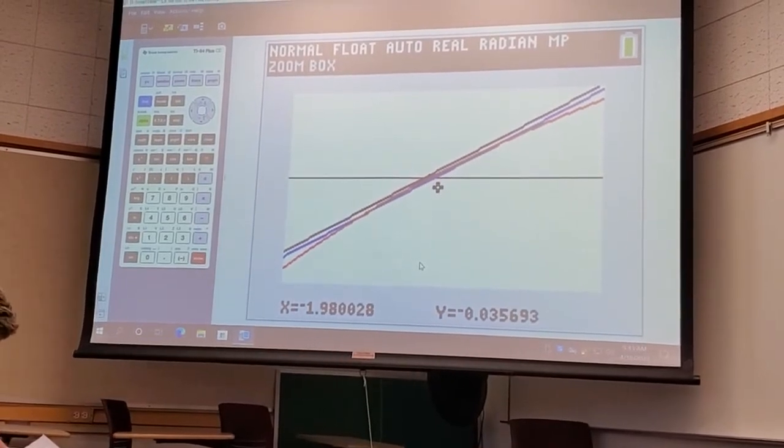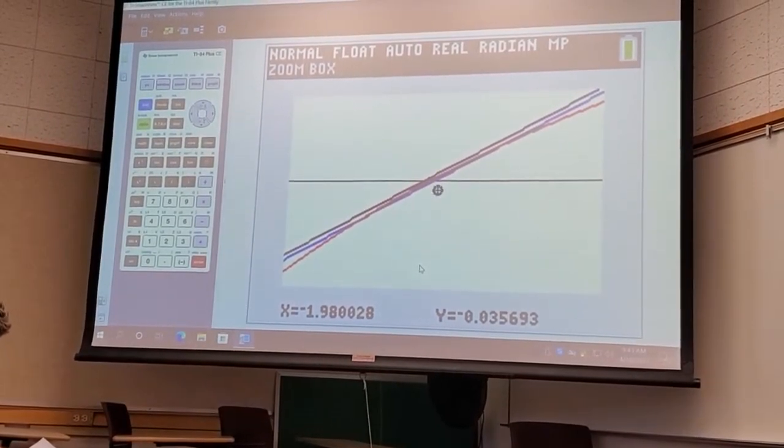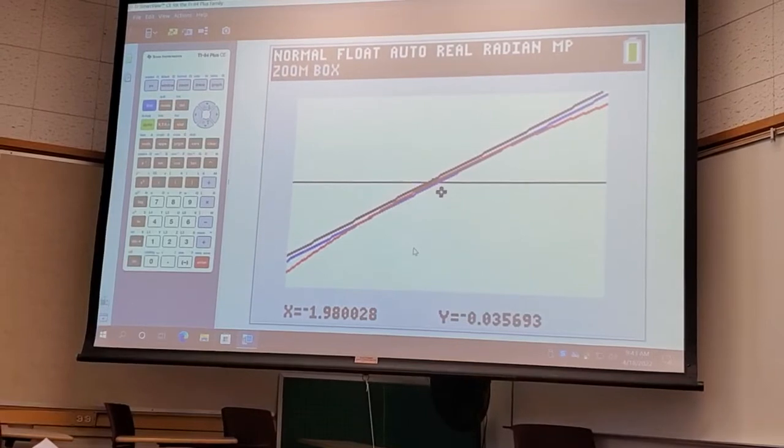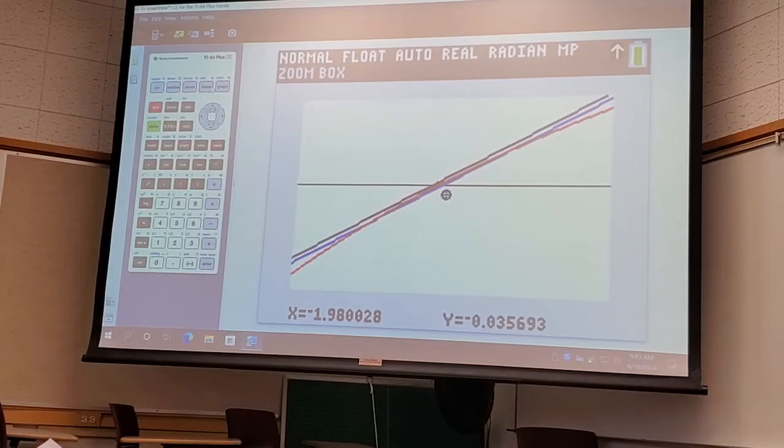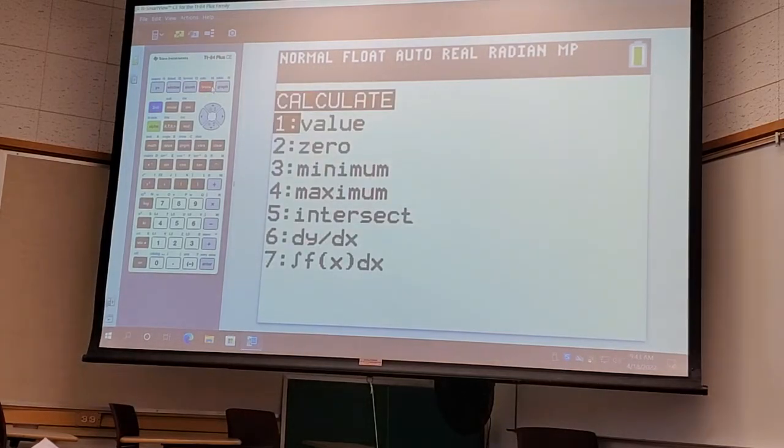Okay. So how do I find this intersection right here? What do I do? Second, trace, right? And then which one of these? Intercept.